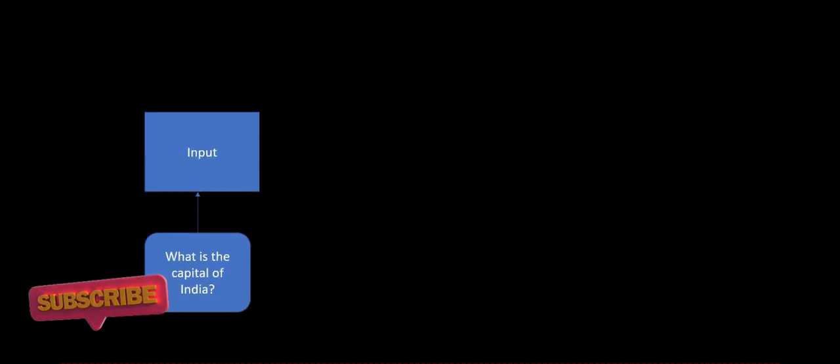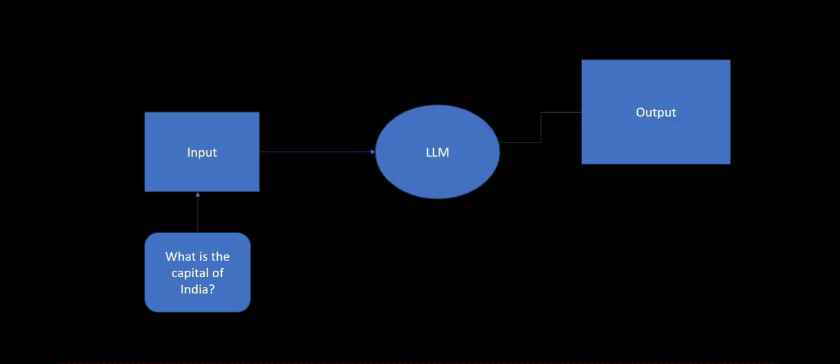So let's say we open ChatGPT and enter a question like, what is the capital of India? So in the background, what happens? The LLM takes the input and returns the output, like New Delhi. So at first glance, it feels like magic, right? But here is what actually happens behind the scenes.